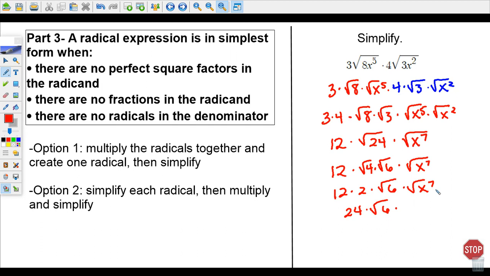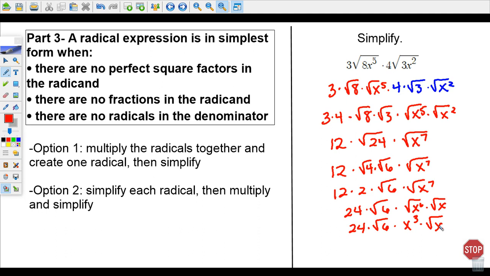It's odd. So the biggest even number would be to the 6th power. So this is x to the 6th times radical x. 24 times radical 6. Square root of x to the 6th. Remember, half the exponent is the perfect square, so this would be x to the 3rd times radical x. And now everything is simplified.